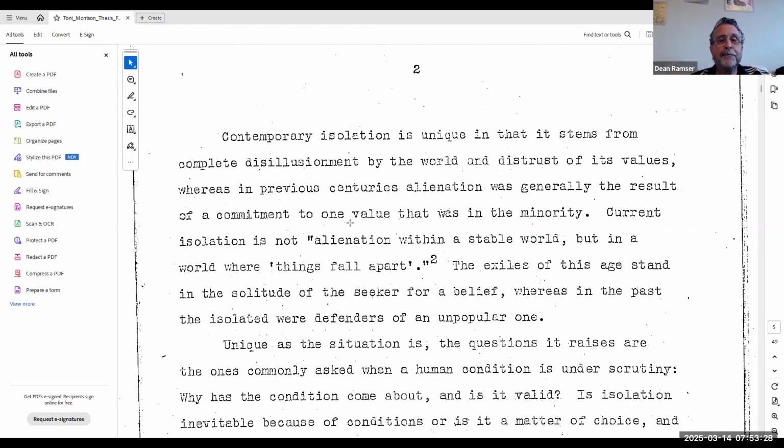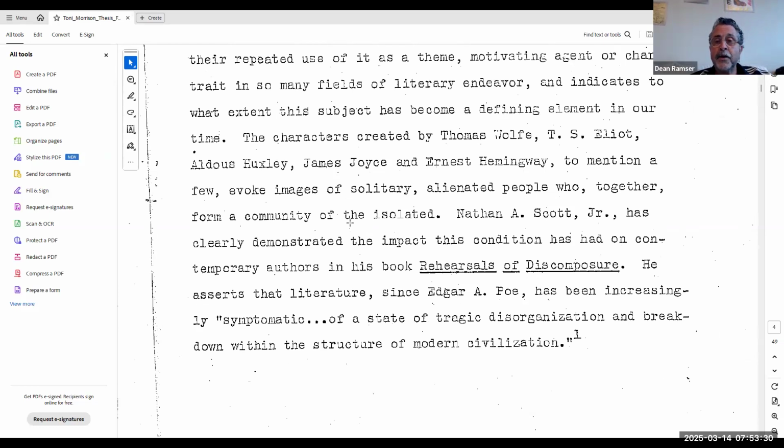He asserts that literature, since Edgar Allan Poe, has been increasingly, quote, symptomatic of a state of tragic disorientation and breakdown within the structure of modern civilization, end quote. And then you have a footnote. That's a good example of integrating with analysis and context.